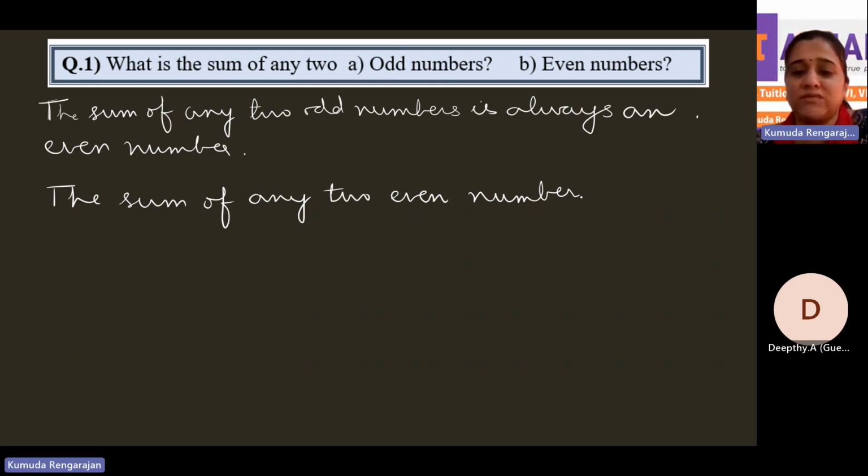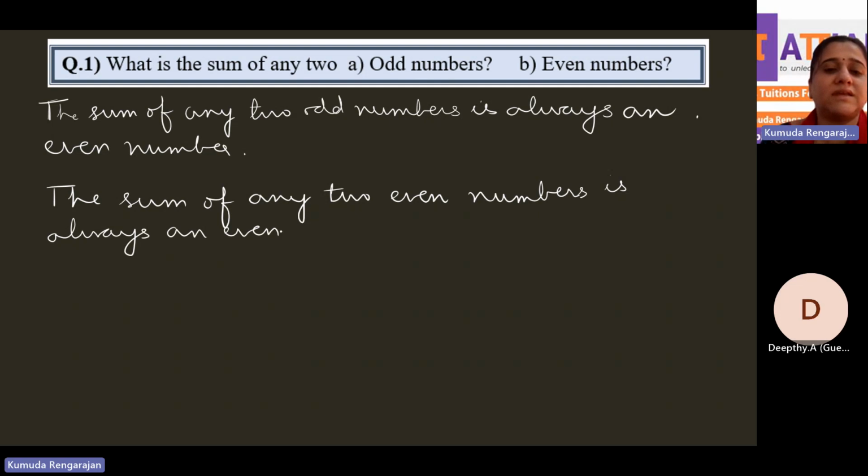The sum of any two even numbers is always an even number. Tanya, give an example where the sum of two even numbers is even. 2 plus 2 is 4. Some other example. Okay. So the sum of any two even numbers is always an even number.